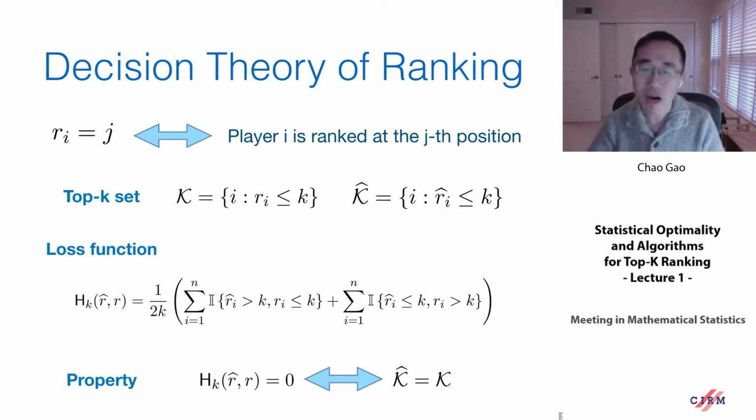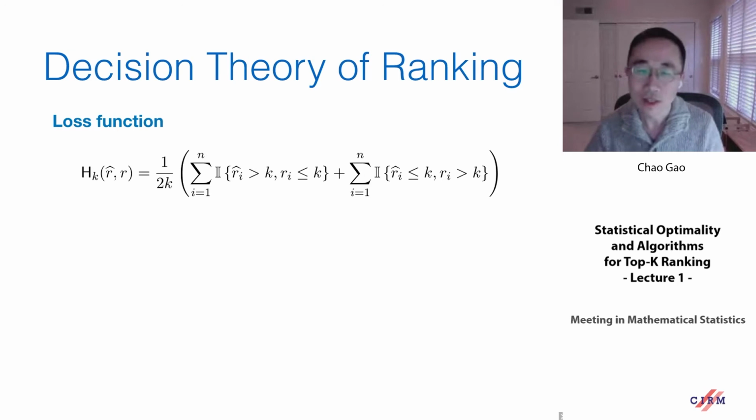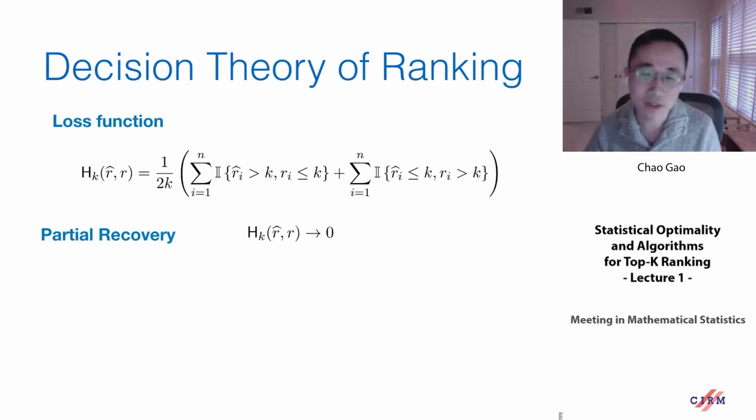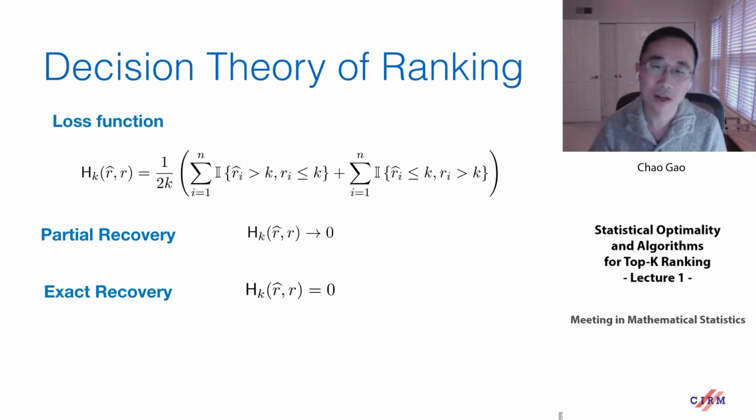The property that we have for this loss function is that it exactly characterizes what we want. The loss is 0 if and only if you are able to exactly recover the top k set. Now, with this loss function, we are able to study a more general problem than exact recovery. We are able to study what is called partial recovery. We say we have partial recovery or weak consistency if the loss function goes to 0. Exact recovery is a special case, when the loss function exactly equals 0. It is also called strong consistency in the literature.